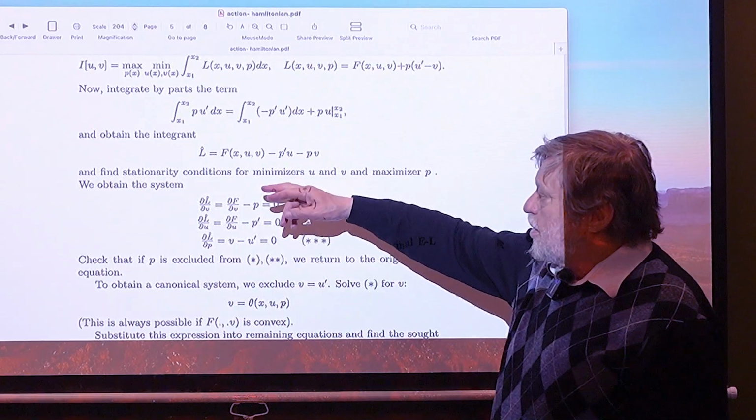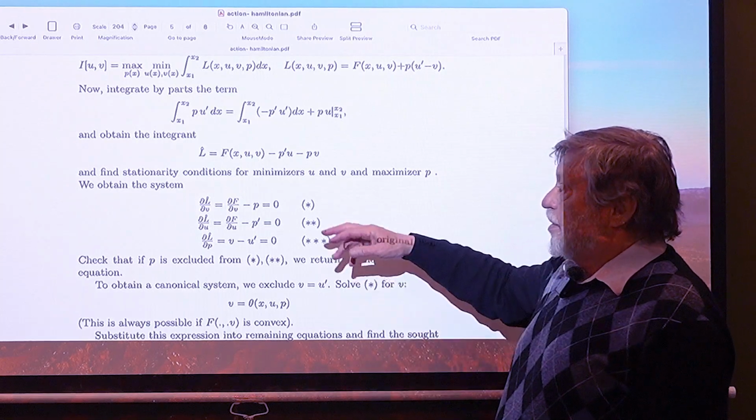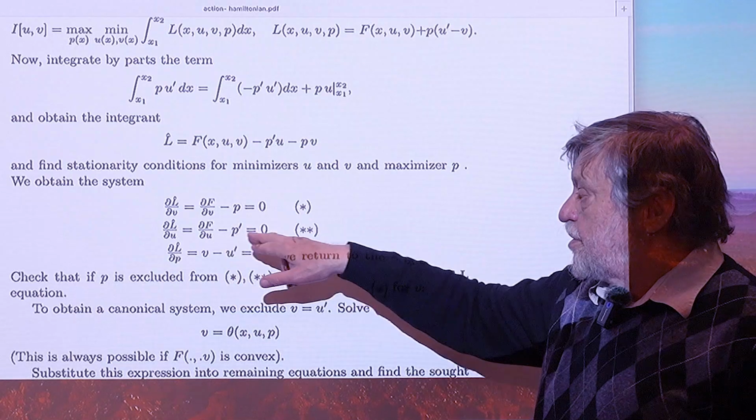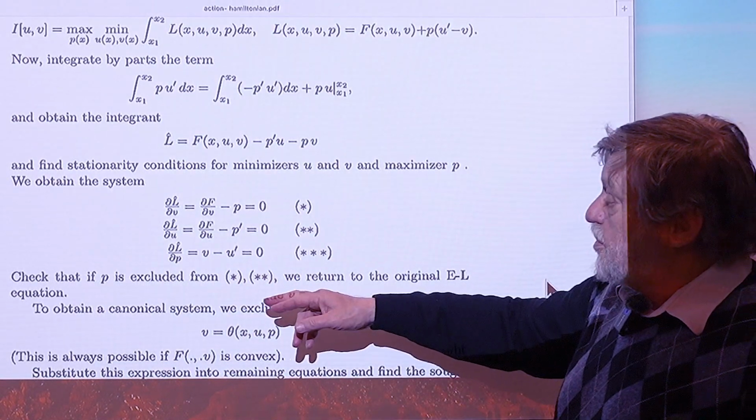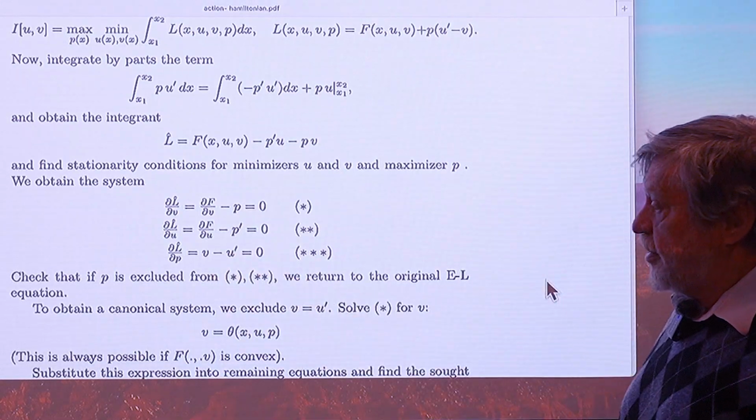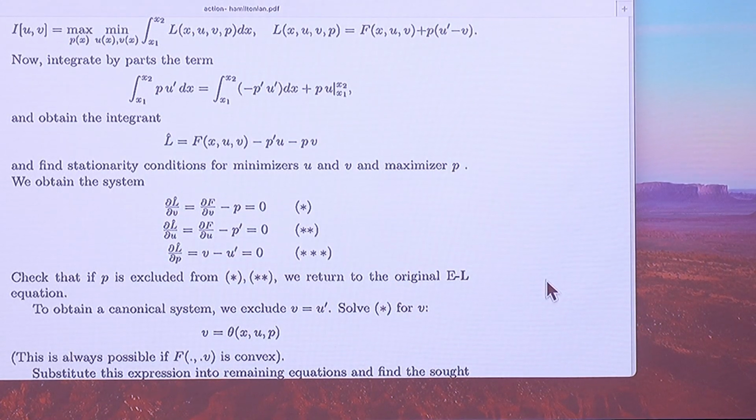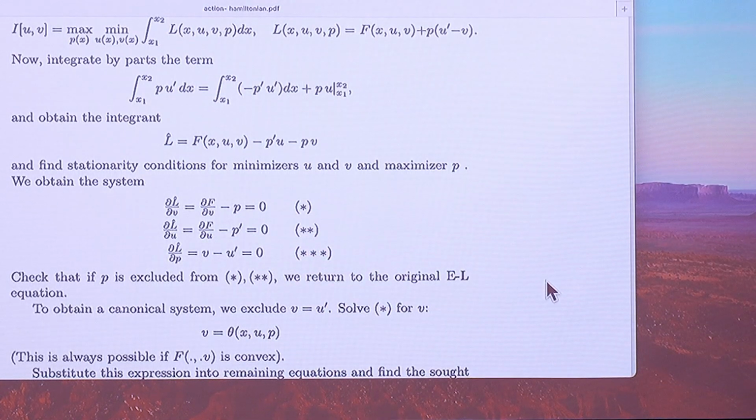The Lagrangian, this L cap, does not depend on derivatives of u and v, so the Euler-Lagrange equations degenerate into these simple relations, and the derivative with respect to p returns the constraint. So I have three equations for three unknowns: u, v, and p. Two differential equations and one algebraic relation.